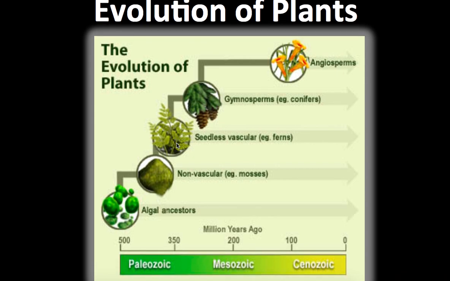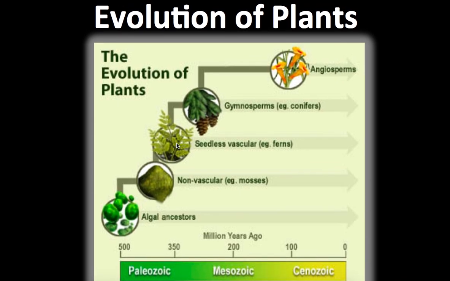So let us sum up the evolution of plants. In this picture we can see that first came the algal ancestors, then non-vascular mosses, then the seedless vascular ferns, then gymnosperms, and finally angiosperms.